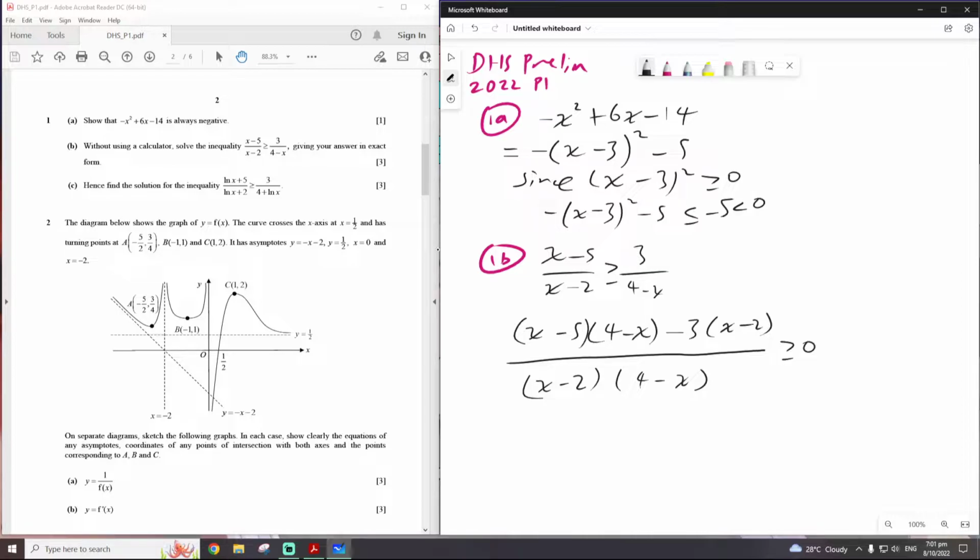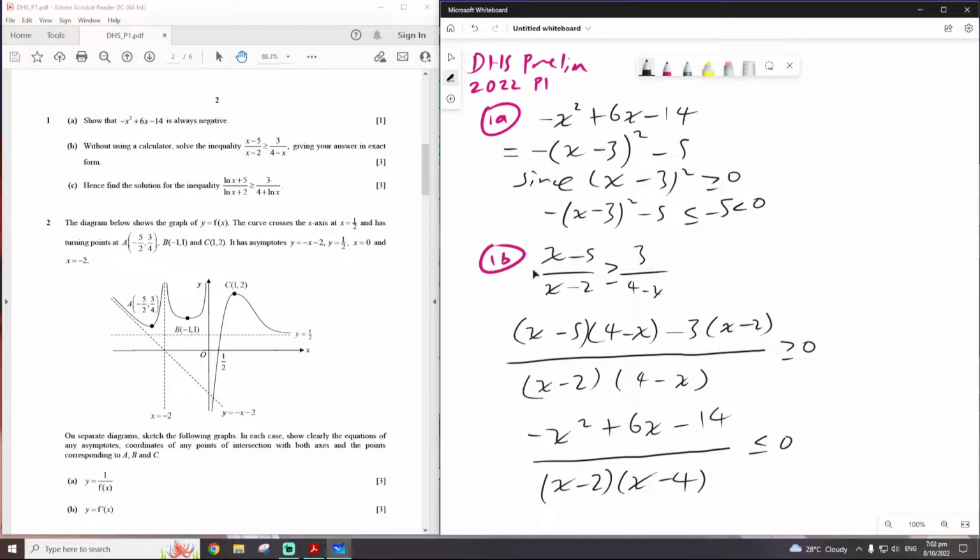If you simplify this, you'll get a negative x squared from here. Then what is the coefficient of x? This is a 5x, 9x, then minus 3, so plus 6x. And what is the constant term? Minus 20 plus 6, minus 14. Okay, then the bottom is still x minus 2, and I'll actually change this to x minus 4, and I'll rewrite this as less than or equals to 0.